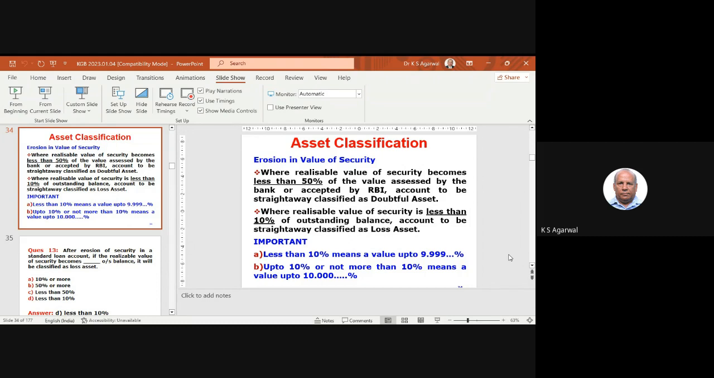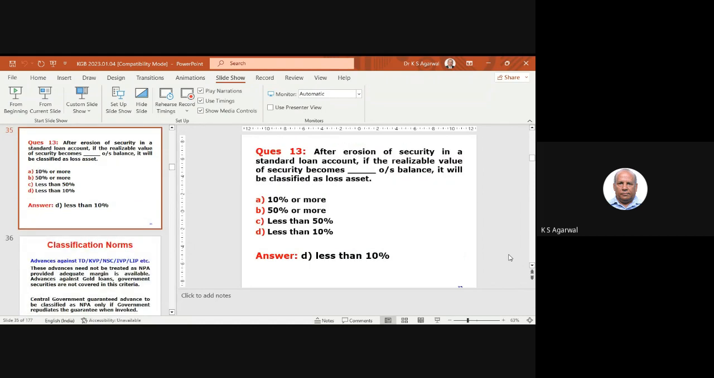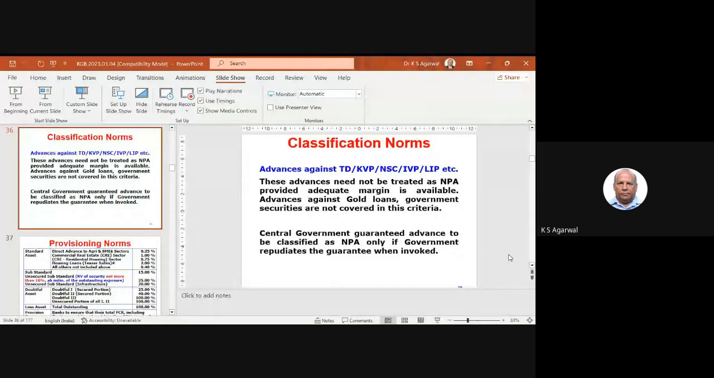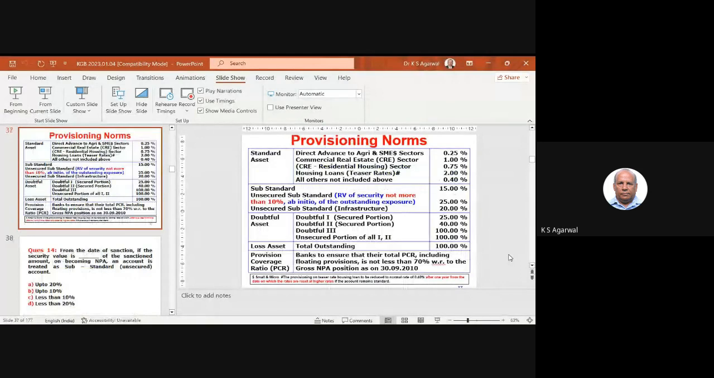Why am I highlighting this? Because in the question, they will be giving you the phrase less than 10%, up to 10%, not more than 10%. So please understand the distinction very carefully. Don't get confused yourself. Question 13, I'm skipping. 14, I'm skipping. I'm coming straight away to provisioning norms.